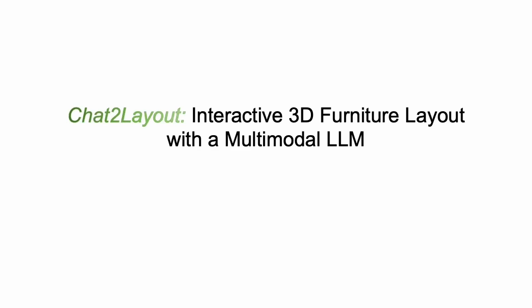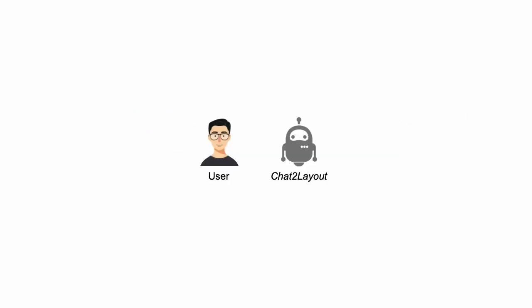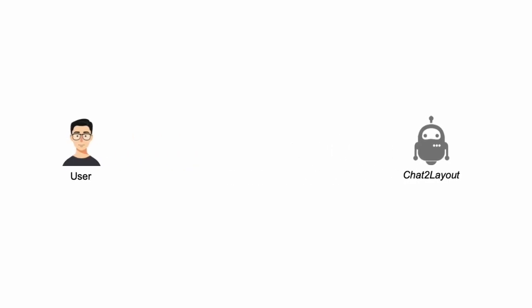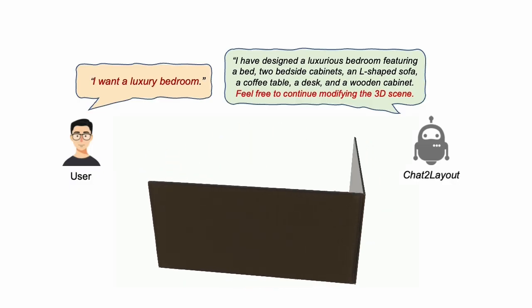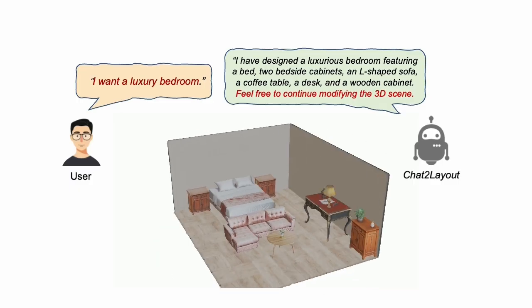We introduce Chat2Layout, interactive 3D furniture layout with a multimodal large language model. Our method designs an agent that enables users to manipulate the 3D layout through both concrete and abstract text instructions. Most importantly, it supports multi-turn conversational user interactions.